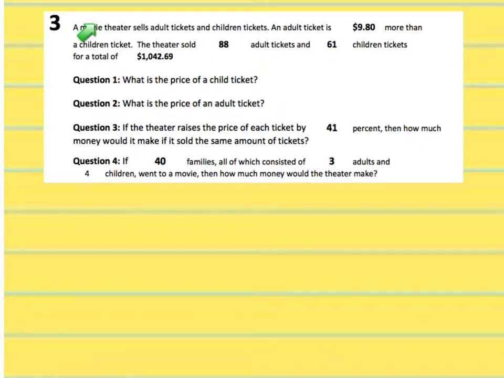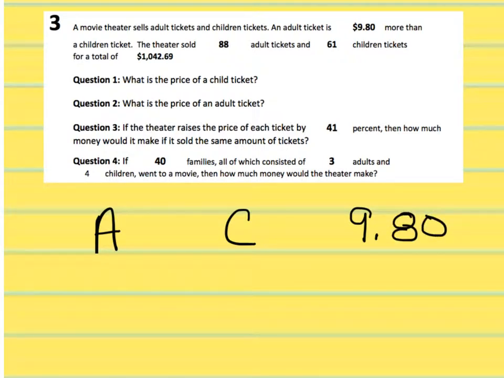From the first sentence, the movie theater sells adult tickets and children tickets, and it tells you that an adult ticket is $9.80 more than a children ticket. From that sentence, what equation could we come up with? What variable do we use to represent adult ticket? And what about children ticket? And then we have $9.80.